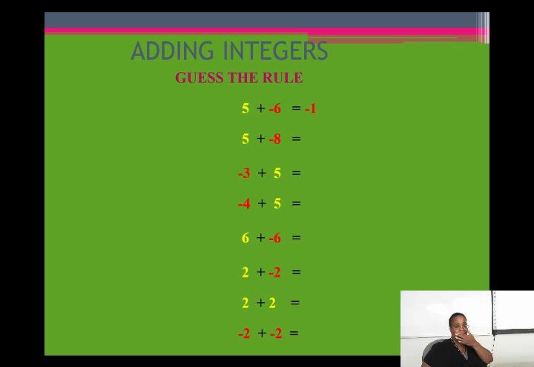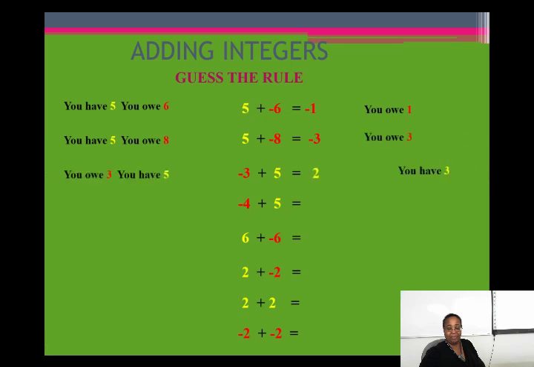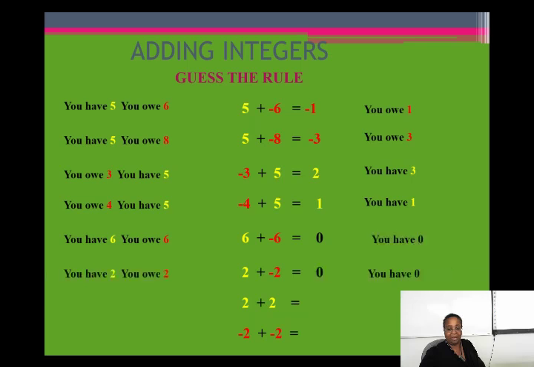Okay, so let's run through them. So the second one should be -3. And the next one should be +2. And then we should have a +1. And 0 is good. And 0 is good. +4. And a -4.